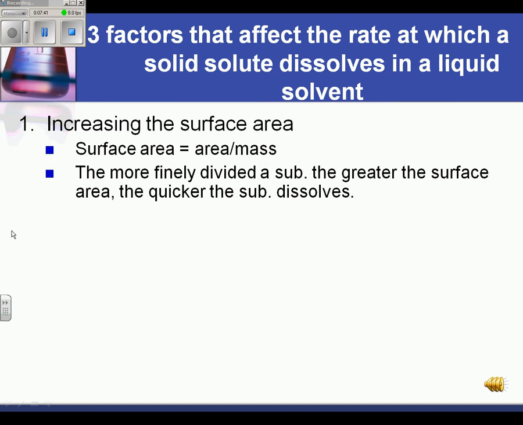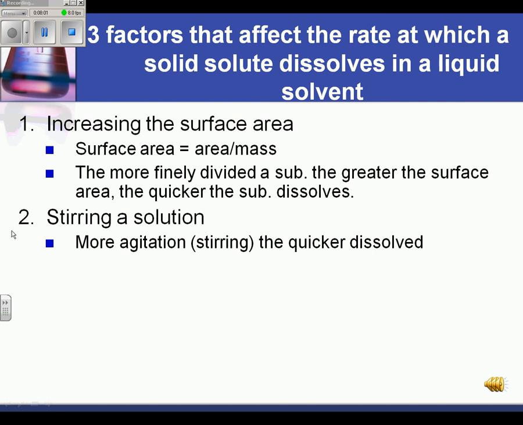Here's my second question. When you're making tea, do you just have the tea, dump the sugar in, add some water? No, you actually are going to end up stirring it so that the sugar dissolves. So stirring a solution is going to increase the rate at which it dissolves.